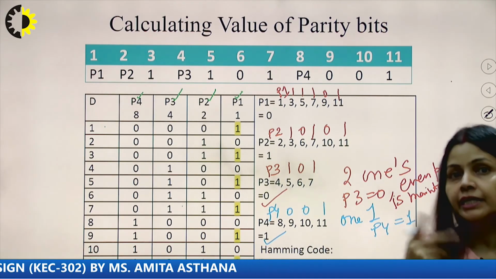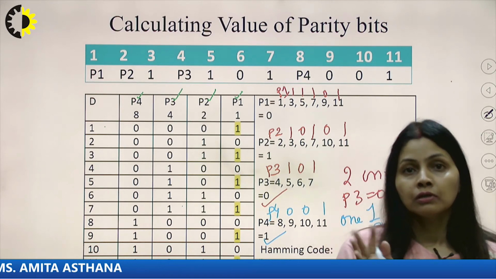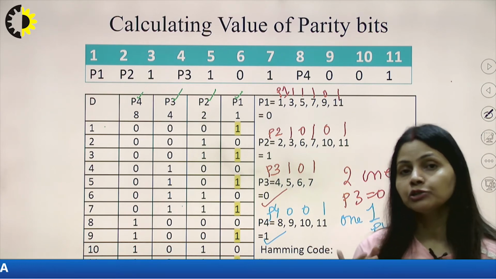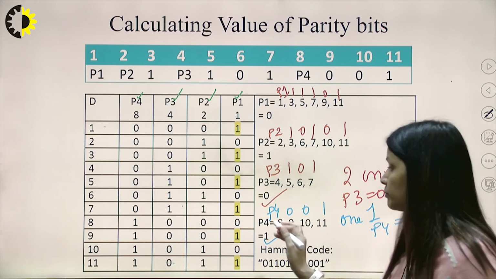can increase my 1 to 2 digits. That means we should have even parity. That means I should have 2 ones in the data stream. So I will select P4 as 1.